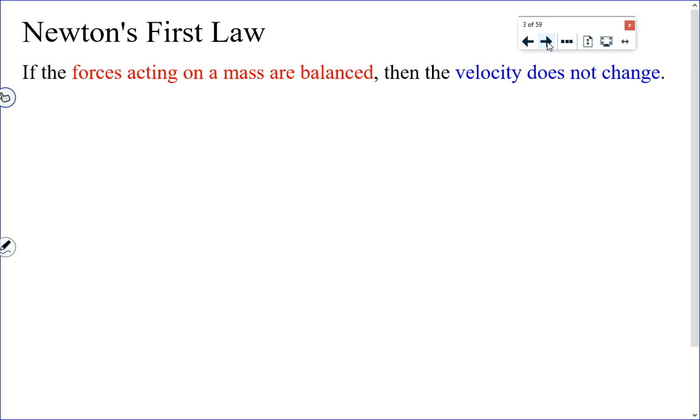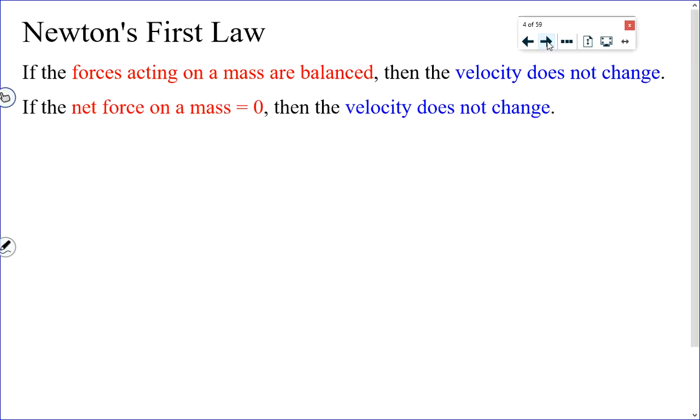When I say the forces acting on the mass are balanced and the velocity does not change, that covers situations where the object is at rest, and it covers situations where an object is moving at a constant speed in a straight line, because velocity is how fast and in what direction. So if the velocity doesn't change, the speed doesn't change, and the direction doesn't change. Well, what's another way we can say the forces acting on the mass are balanced? We can say the net force acting on the mass is 0.